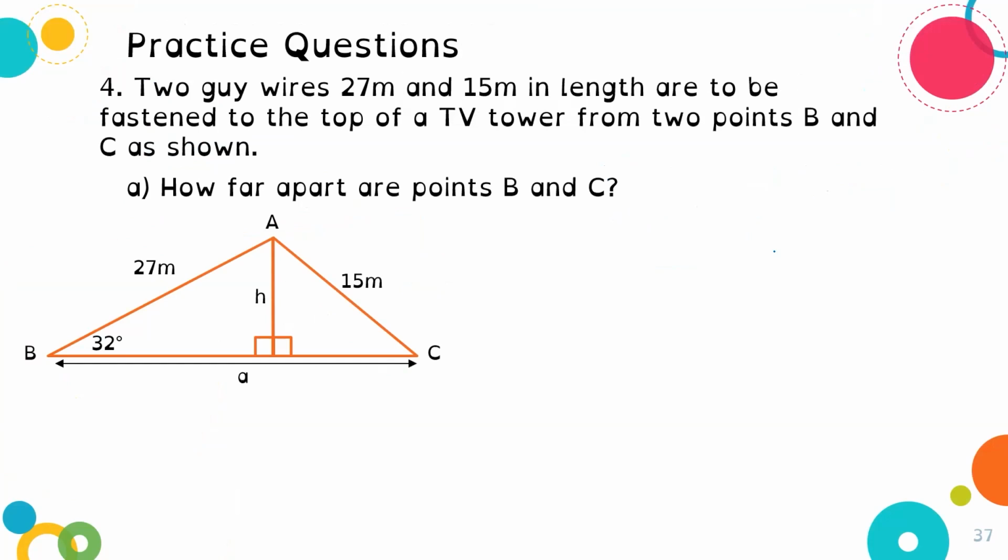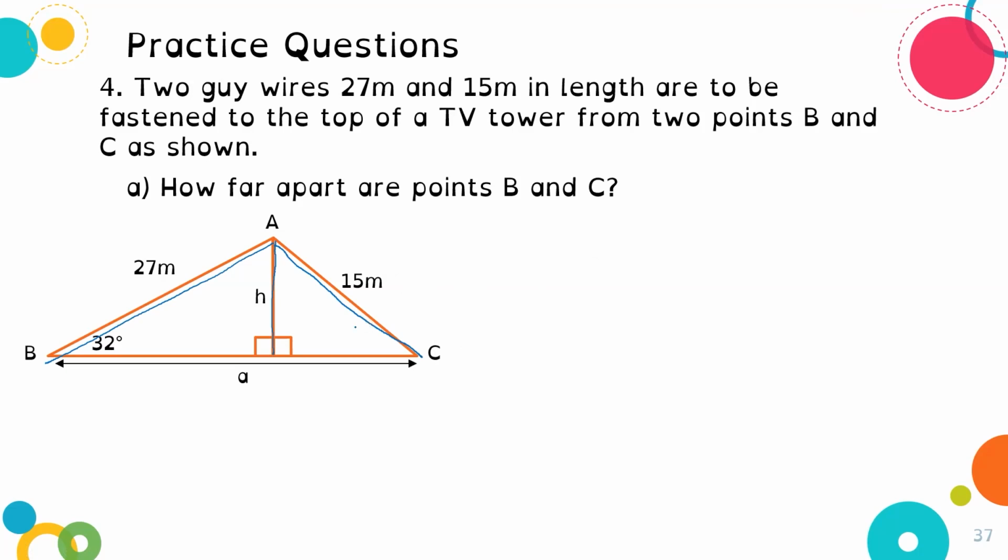Okay, a word problem. Let's look at this. Number 4, 2 guy wires, 27 meters and 15 meters in length are to be fastened to the top of a TV tower from 2 points B and C as shown. How far apart are points B and C? So I have a pole, and I'm going to have 2 guy wires, which are those wires that stick from a pole to the ground. So I have a wire going to point B, and that length is 27 meters. And I have a wire going to point C, and that is 15 meters.